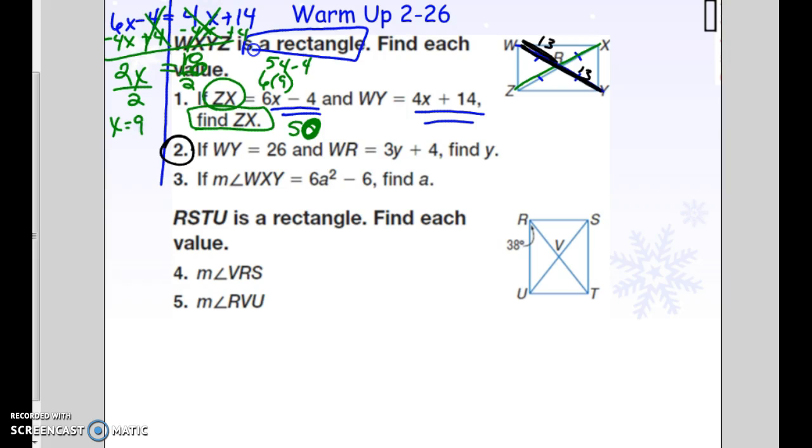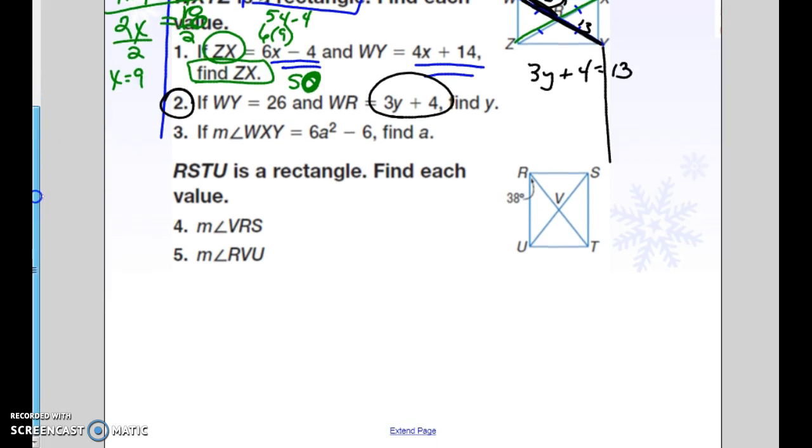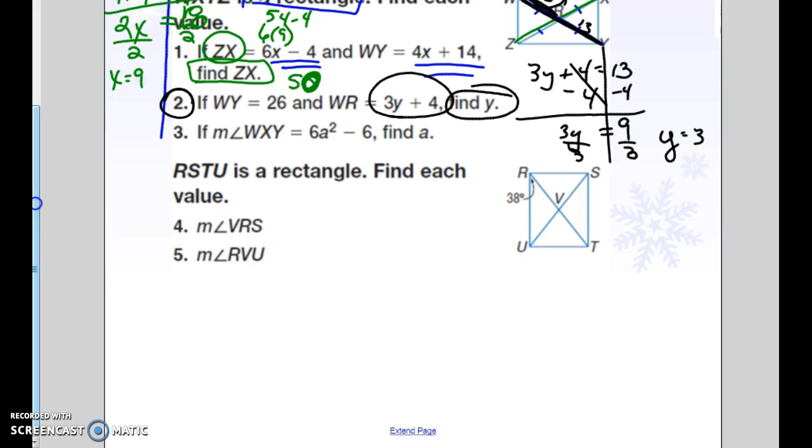And then they want to know, well, if WR is 3y plus 4, oh wait, isn't that the same thing as this? So now I know that 3y plus 4 is equal to 13. Now what? So 3y is equal to, what is that, 9? Divide by 3. So y equals 3, and that's what I was looking for.